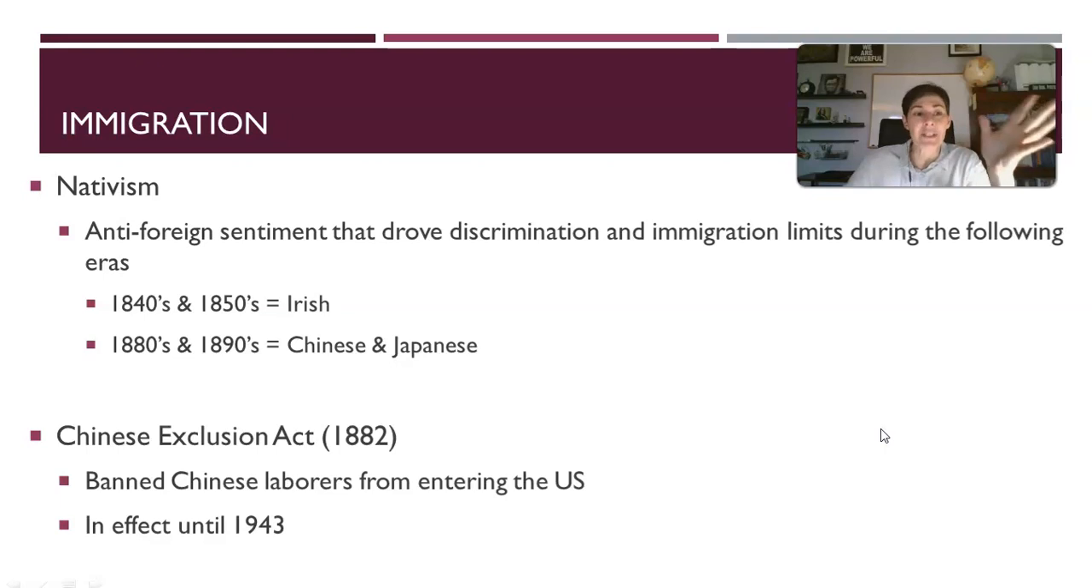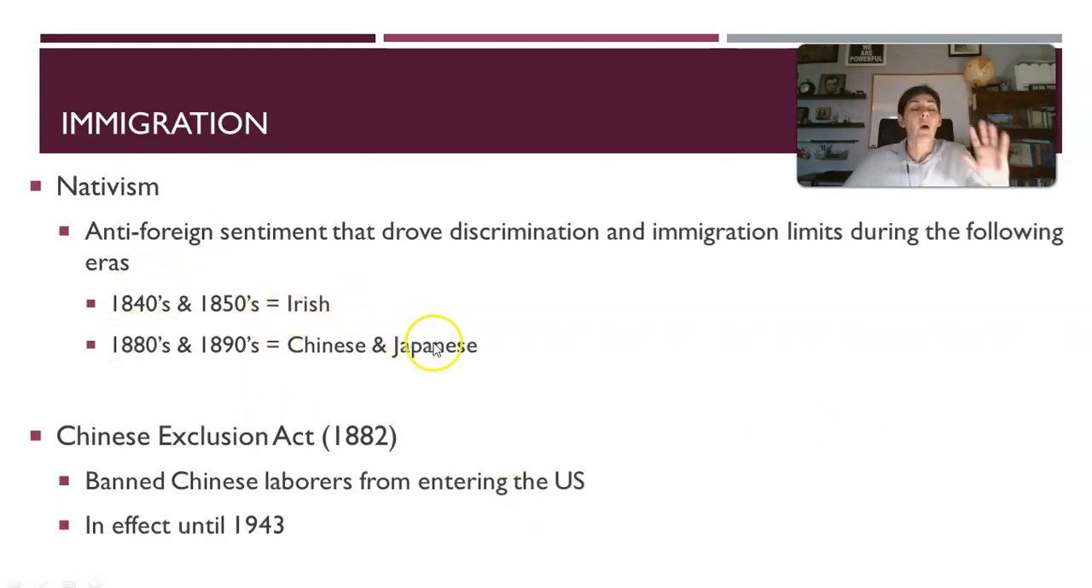So, nativism. This is another ism. I hate this ism. It's basically hatred of immigrants and love of native-born, quote-unquote, real Americans. And unfortunately, this rhetoric did not die out with the Industrial Revolution. It continues very strongly up until this day. So what is it? Anti-foreign sentiment drove discrimination against immigrants and immigration limits as well during the following eras.